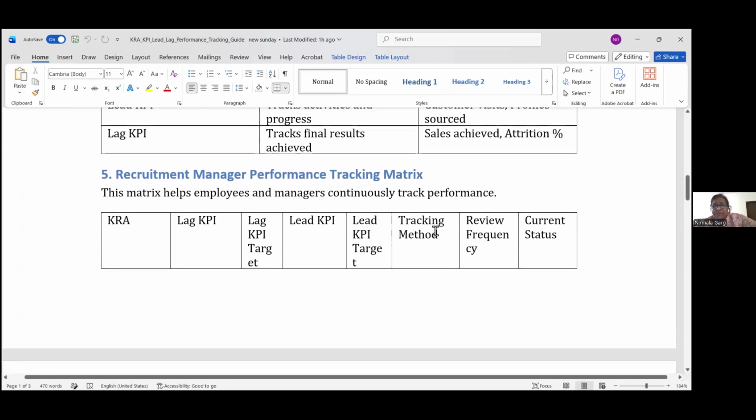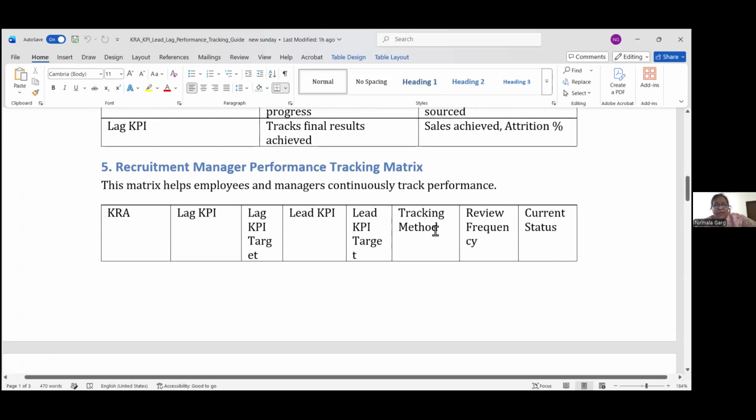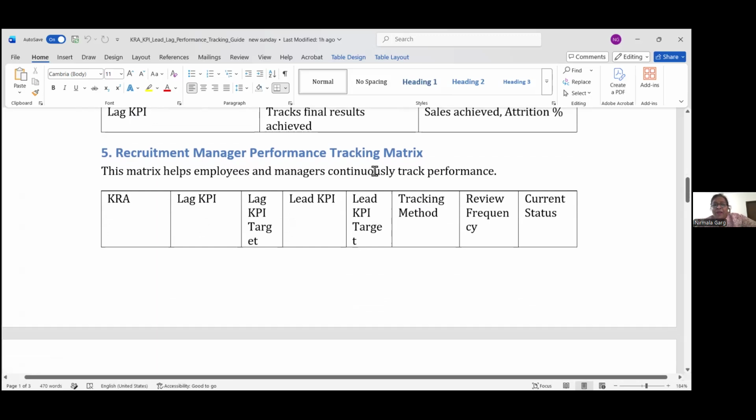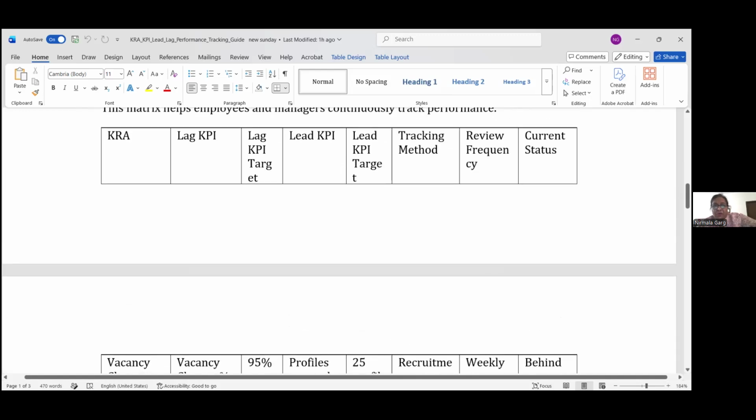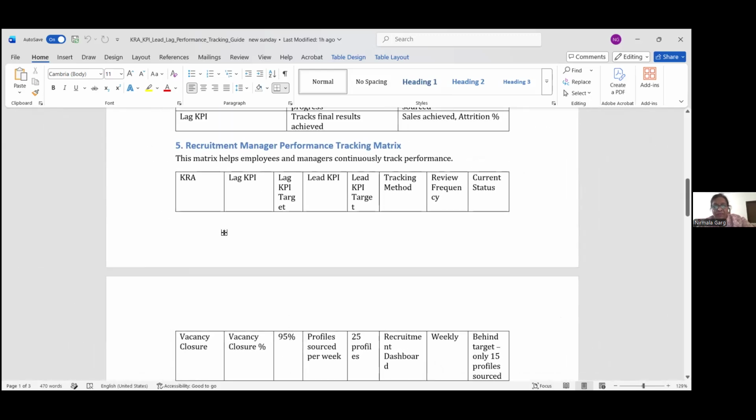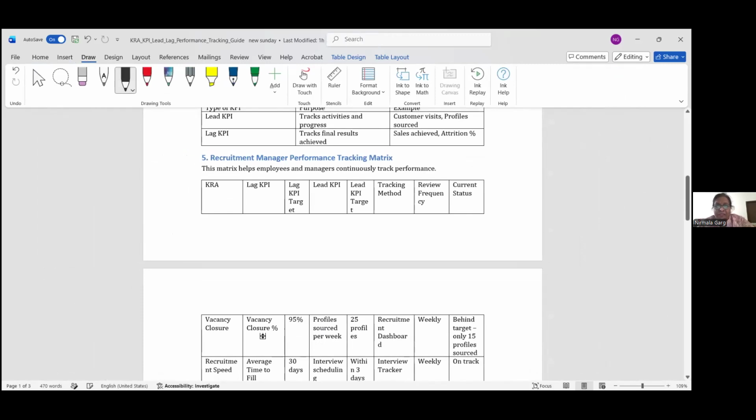For example, if we have to do, this is the kind of a matrix. Say, for example, a recruitment manager. If you see a recruitment manager, supposing KRA is vacancy closure, so I will say, hey, lag is what? At the end of the time, I will tell him how many positions are actually open or how many positions are closed. But what is the target? I have kept 95% lag.